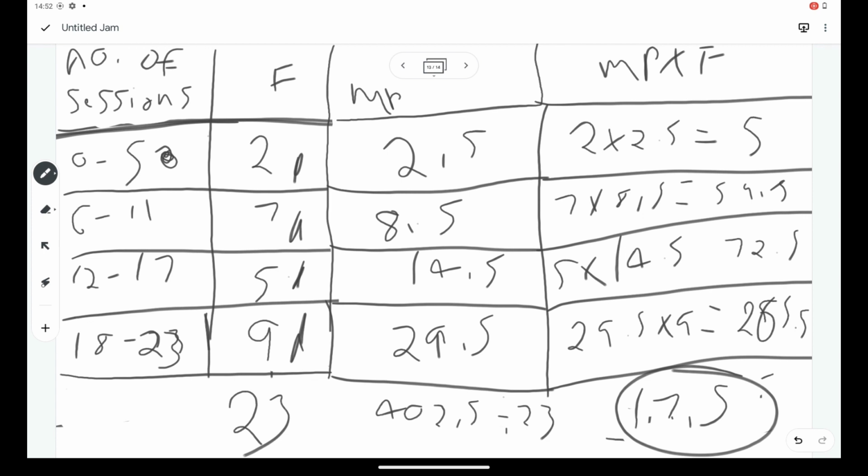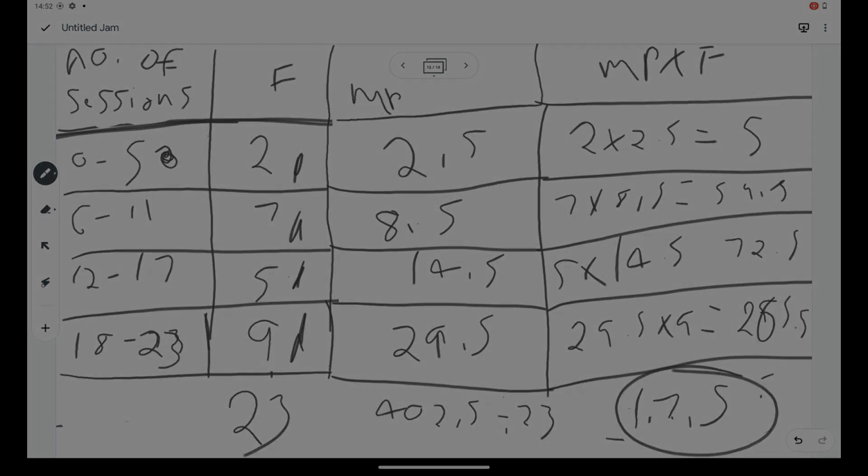Now, I know that was quite a lot of work. However, make sure you watch this video back and memorise it, because every group frequency table question is completed the same way. Step 1, find your midpoint. Step 2, midpoint times frequency. Step 3, add your answers up. Step 4, divide your total answer by the total frequency, and that will give you your average.